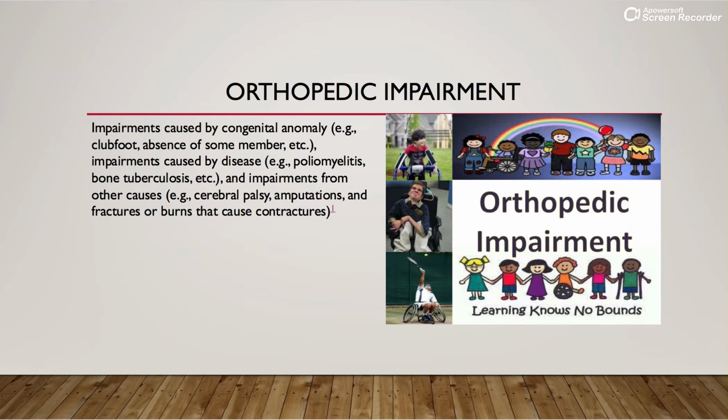Orthopedic impairment is caused by congenital anomalies, impairments caused by disease, and impairments from other causes. These impairments can be things such as cerebral palsy, amputations, loss of limbs, tuberculosis in the bone, as well as scoliosis.